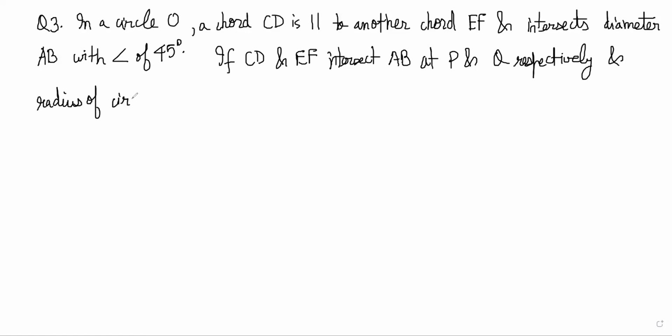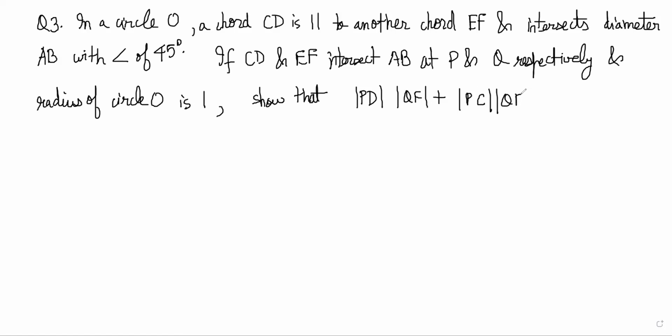Radius of circle O is 1. We have to show that mod of PD multiplied by mod of QF plus mod of PC multiplied by mod of QE is less than 2. This is what we have to prove.